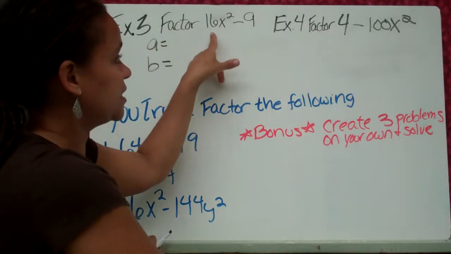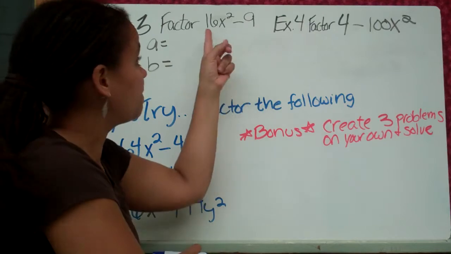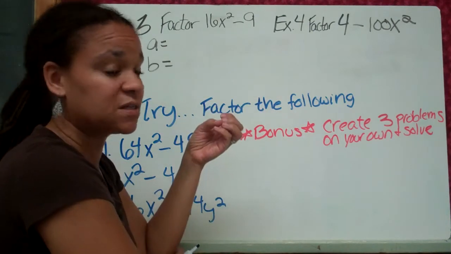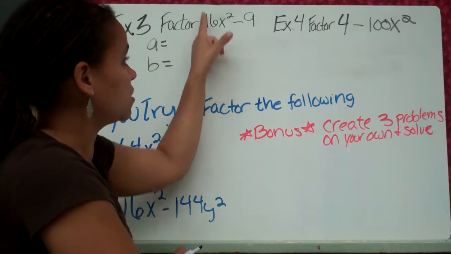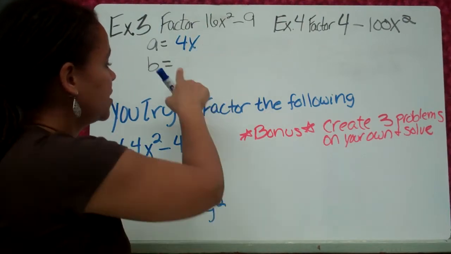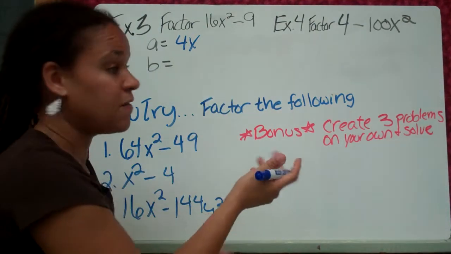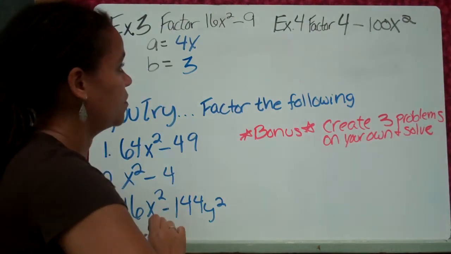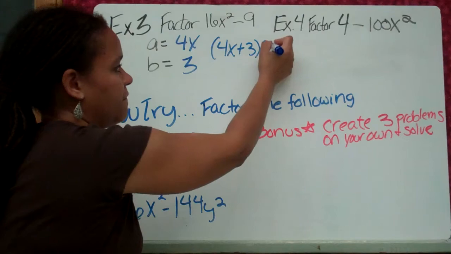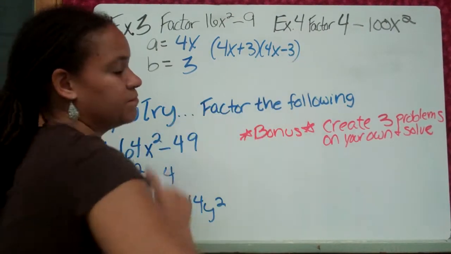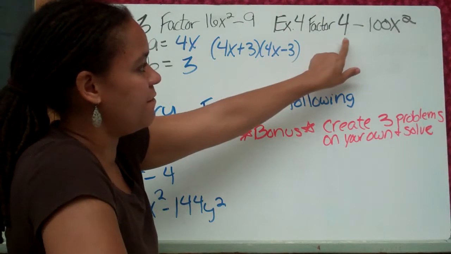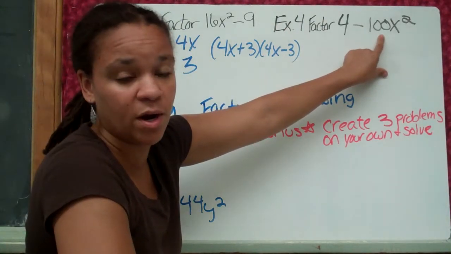Example 3, 16x squared minus 9. Notice the first term now has a coefficient, but the coefficient is a perfect square, so it still fits the formula. If I took the square root of that entire first term, I would end up with 4x. The second term is 9, and if I took the square root of that, I would end up with 3. So this factors into 4x plus 3 and 4x minus 3. Simple as that.